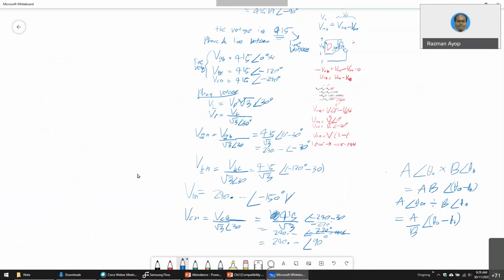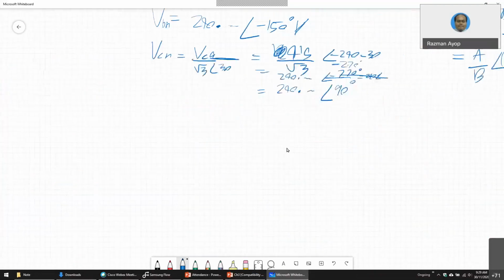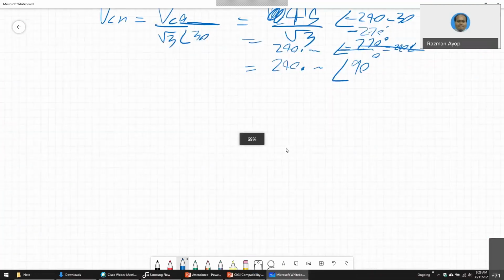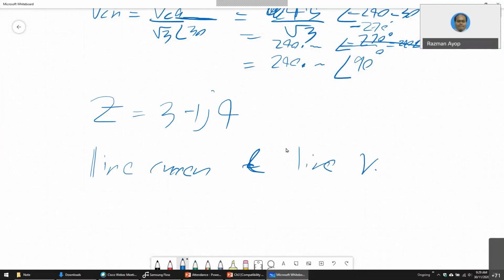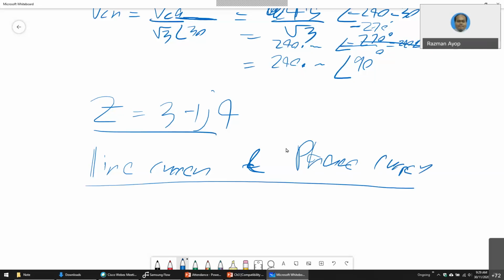Okay, so I give you an example here. The load for each phase is Z = 3 + j4. Find the line current and the phase current. So the question asks what is the line current and what is the phase current.